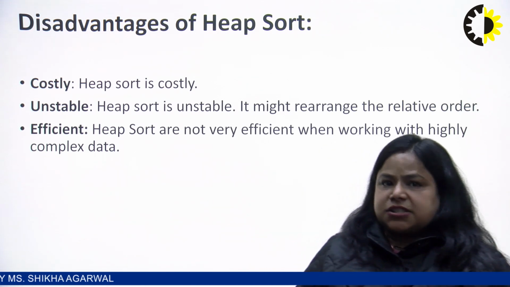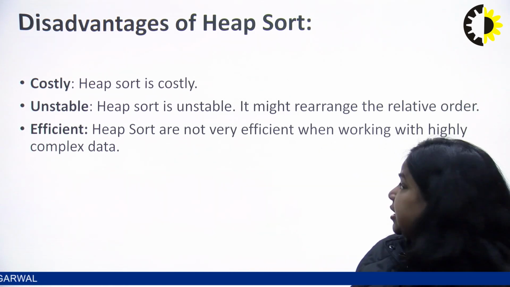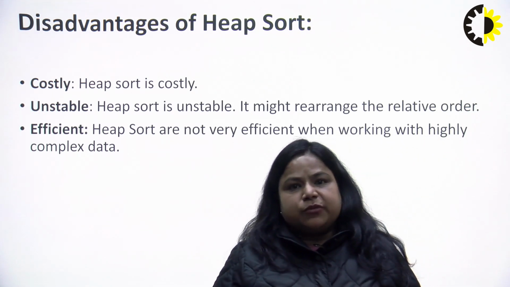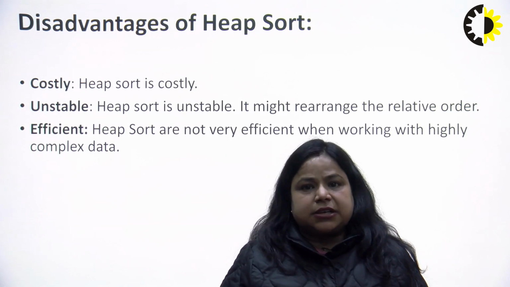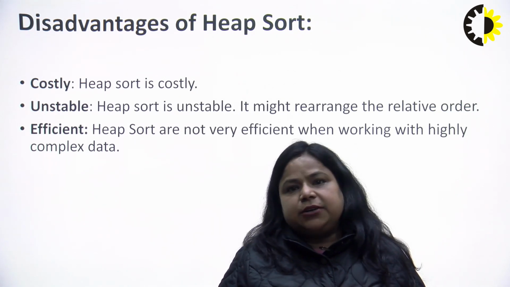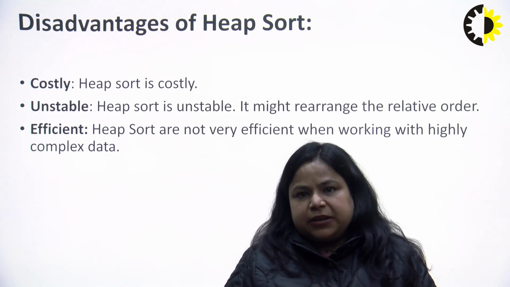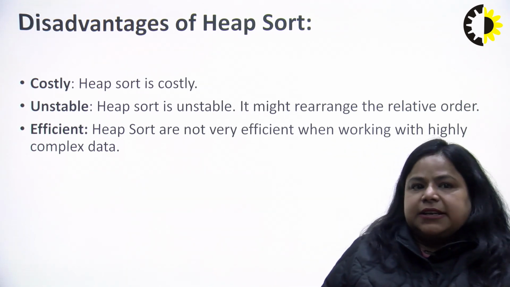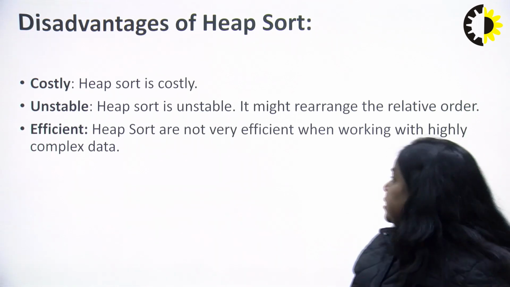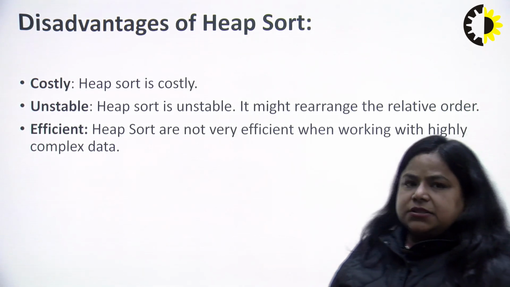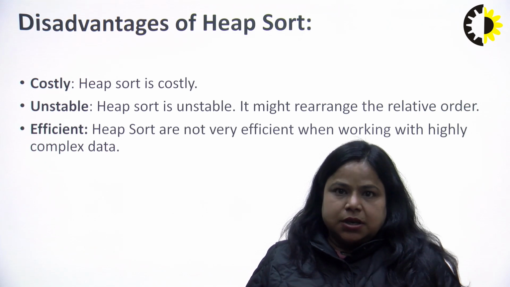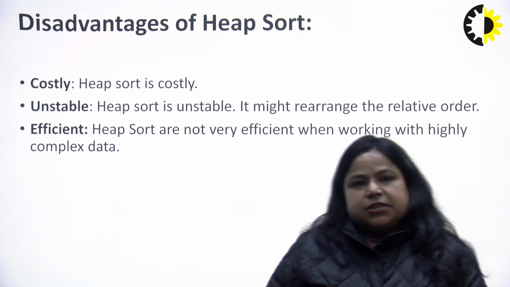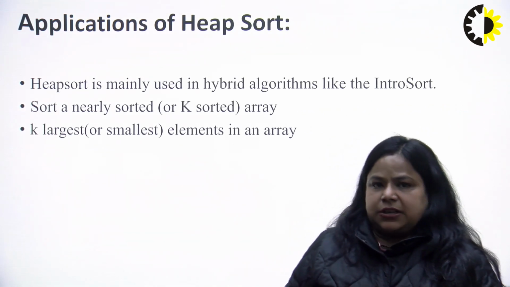Somewhere it is unstable because it might be rearranging the relative orders. As I have already told you, if we do the one swapping with the left child or the right child, internally we also have to check whether it is being swapped or not. So due to which it can create an instability. It is not very efficient because if we are working with highly complex data, somewhere it is being scrambled, and due to which we are not reaching the final destination. So these all are the advantages and the disadvantages.